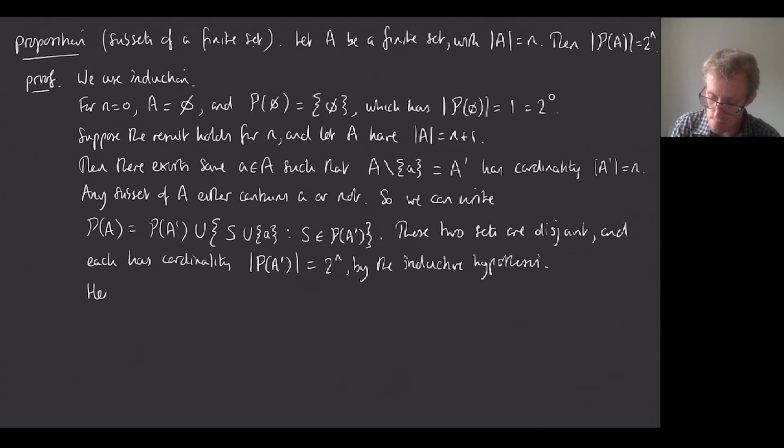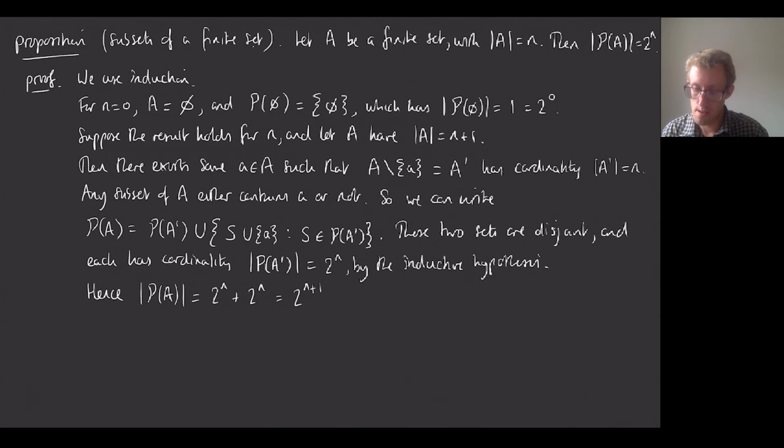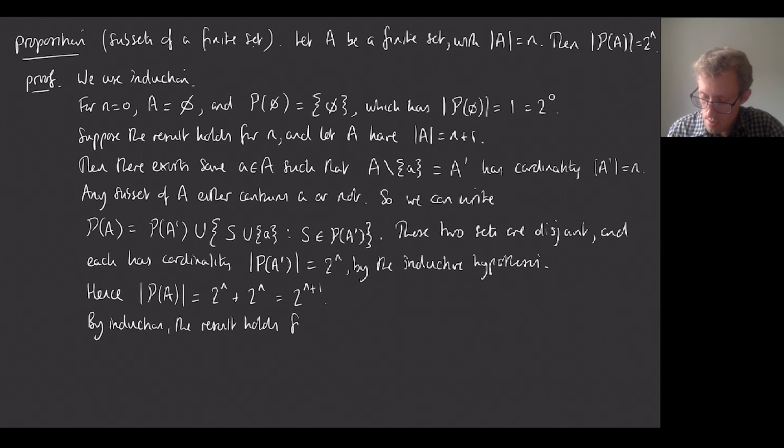Hence, the cardinality of the power set of A was just the sum of those two. That's 2 to the n plus 2 to the n, which is 2 to the n plus 1, which is what we were trying to show. So I can write a concluding statement here. By induction, the result holds for all n. So if we have n elements in the set, then the number of subsets of that set is 2 to the n.